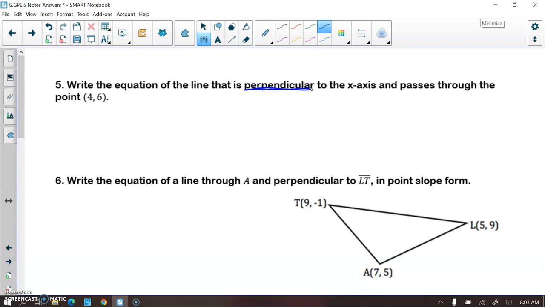And a vertical line is always in the form of x is equal to a number, and the number that it is equal to is the x value of the point that it goes through. So that is my equation of my line.